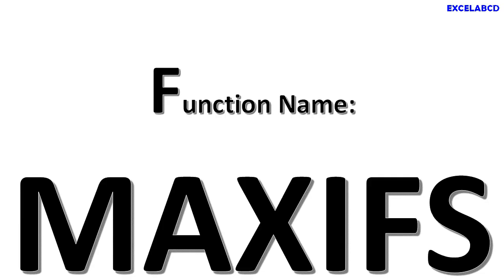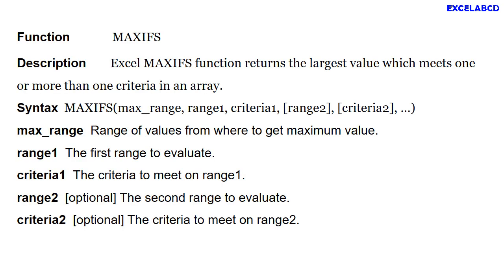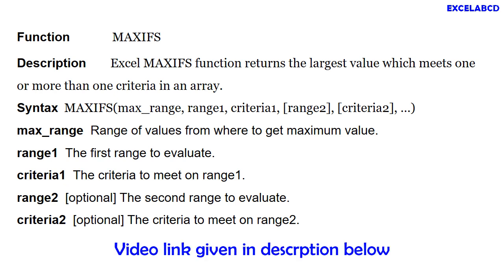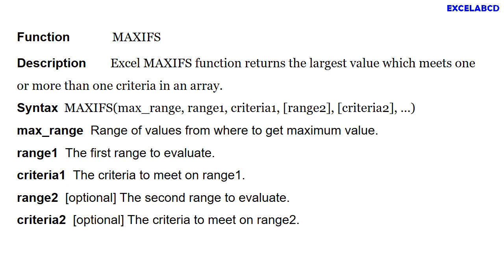What is function MAXIFS? Excel function MAXIFS returns the largest value which meets one or more than one criteria in an array. I have previously discussed about function MAX in a video. This function is nothing but MAX with criteria check. Here you can use more than one criteria very easily.